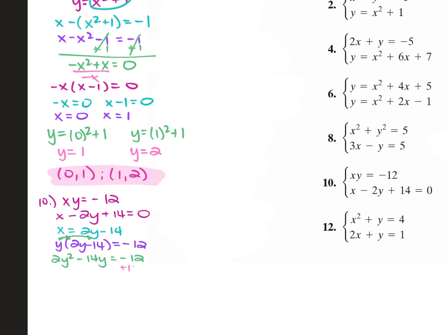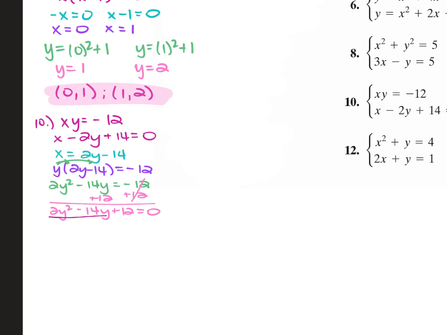Move your 12 over, add it to both sides. You have 2y squared minus 14y plus 12 is equal to 0. You have to factor this. You have a common factor out of all three of these terms, which is 2. So factor out the 2 to give you 2 times (y squared minus 7y plus 6) is equal to 0. Your factors of positive 6 that add up to be negative 7 are negative 1 and negative 6. So this factors fully to be 2 times (y minus 1) times (y minus 6) is equal to 0.